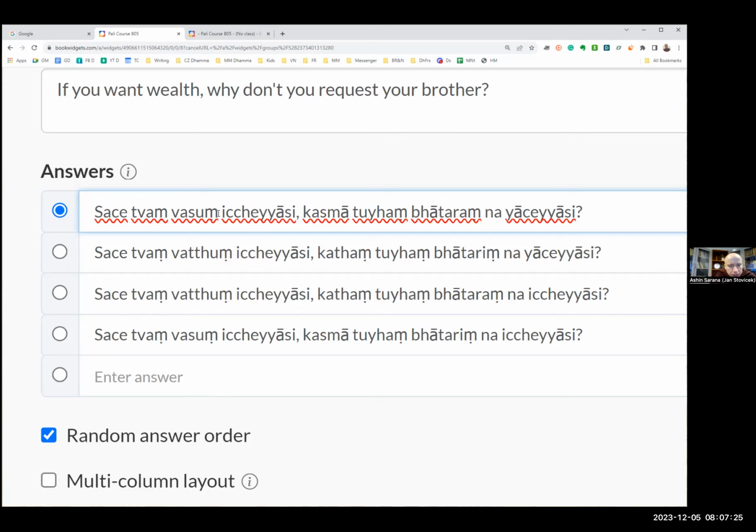So maybe here probably ichisasi would be better. I wonder whether sachetvang vasung ichisasi kasmatui hang bhatarang nayachi yasi. I wonder if ichisasi would be better. Anybody has an idea?